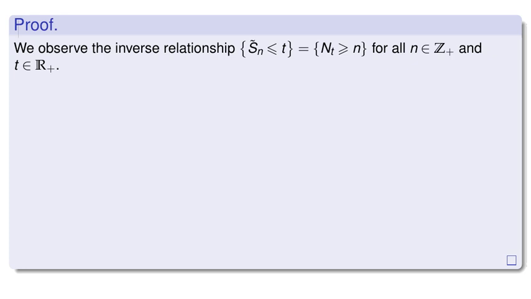Let's briefly look at the proof of this corollary. We use the inverse relationship. The event S_n tilde is less than or equal to t is equivalent to N_t is greater than or equal to n.